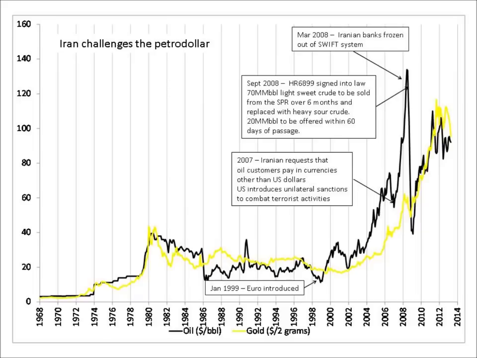Two events resulted in a reversal of this trend. The first was an announcement that Iran's banks would all be frozen out of the SWIFT system for international trade settlement. This essentially froze Iran's ability to trade.